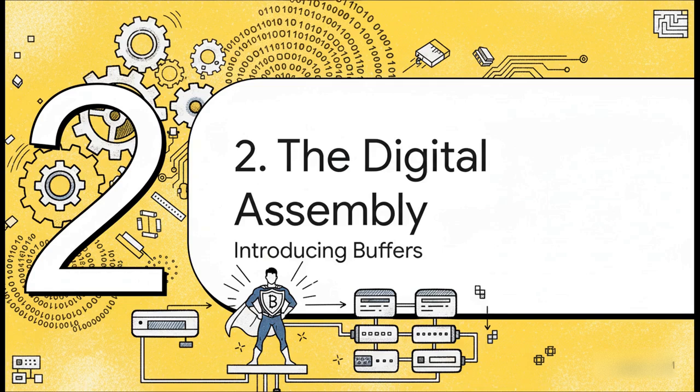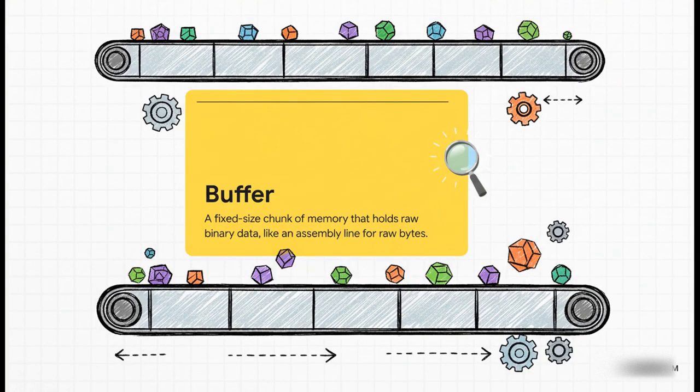Okay, so we get the problem. Strings are out for binary data. So now let's meet the solution head on. Section 2, the digital assembly line. Let's introduce the star of the show, the Node.js buffer. This is where it all starts to click.